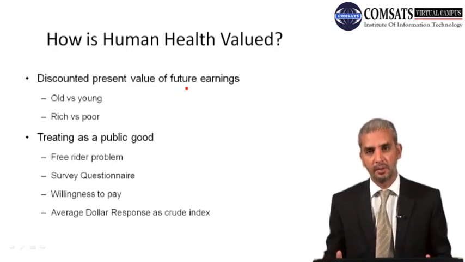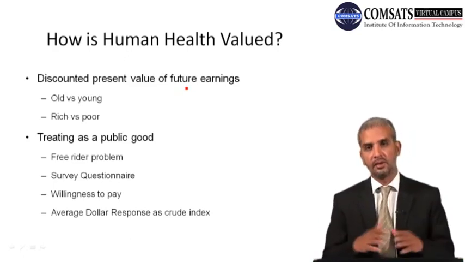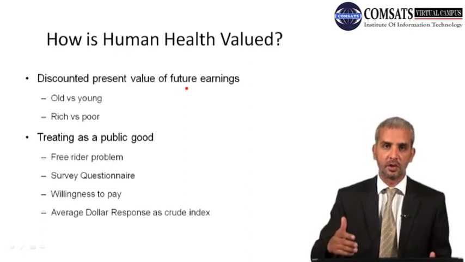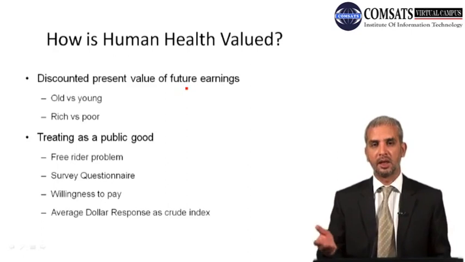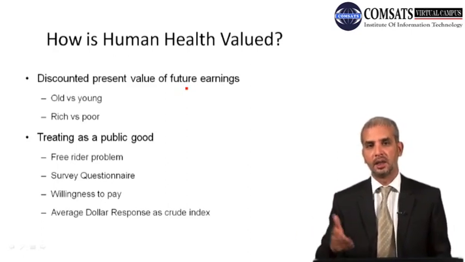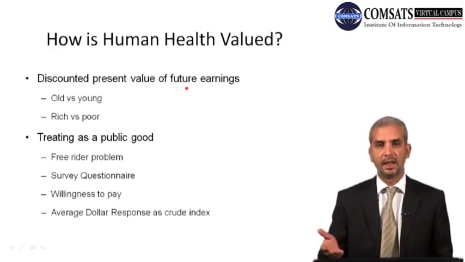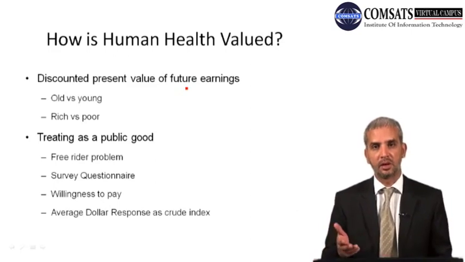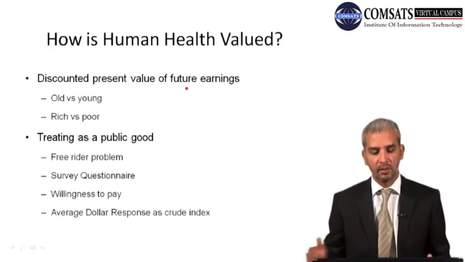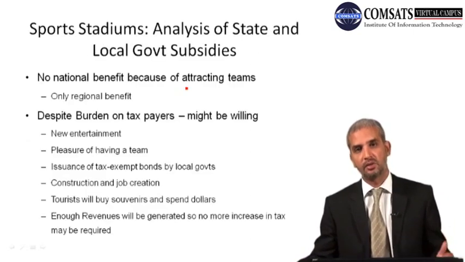So if we treat it as a public good and we do a survey in terms of a questionnaire, and we give the individual a scenario that this is the project we are taking up, these are the benefits of the project, this is how it would prolong your life, and this is how it would avoid certain disastrous future outcomes for you, how much would you be willing to pay for it? In that way we can take the average dollar response as a crude index for the value of life, but then there would again be a free rider problem, because we would be treating it as a public good, which automatically comes with it.